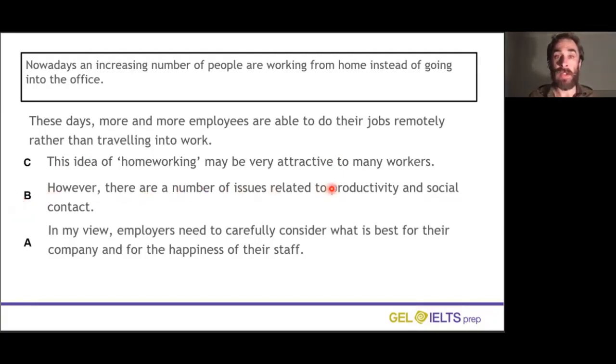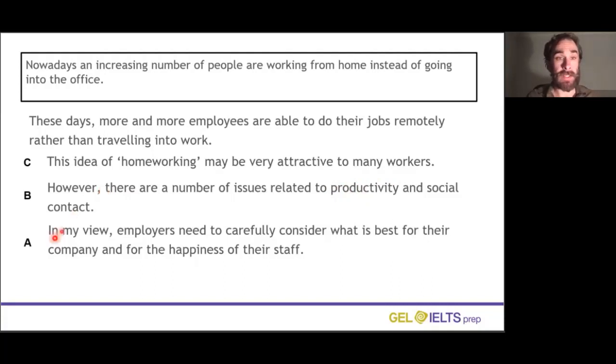B is the sentence providing the other side of the argument. However, there are a number of issues related to productivity and social contact. I'm not explaining exactly what I mean. I'm going to do that in my body paragraphs. But I can see from this introduction that in those paragraphs, my criticisms of home working will be related to productivity and to do with that social contact.